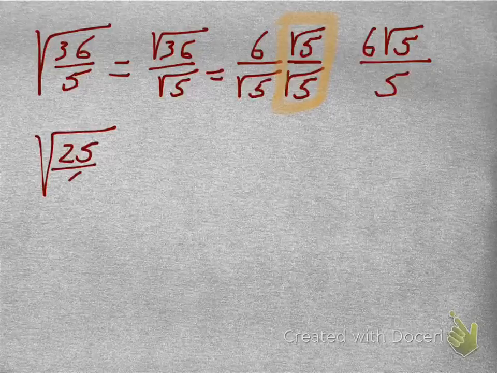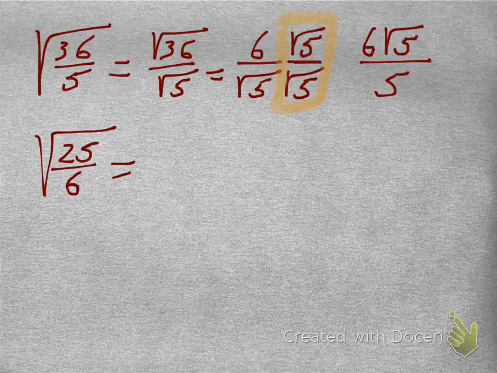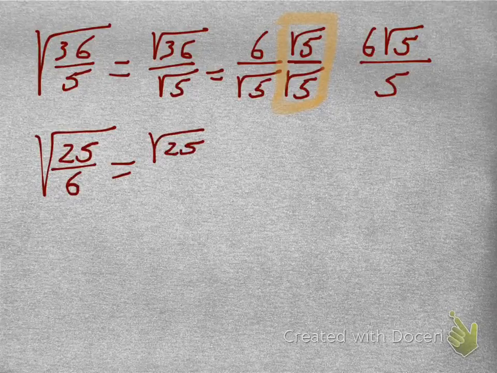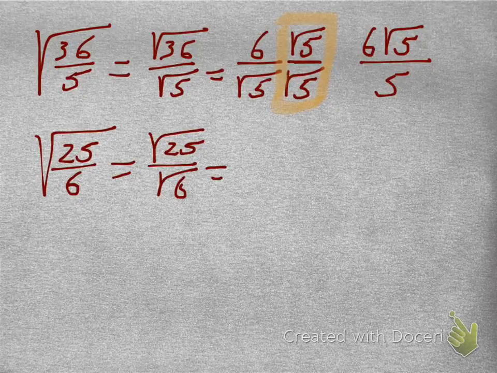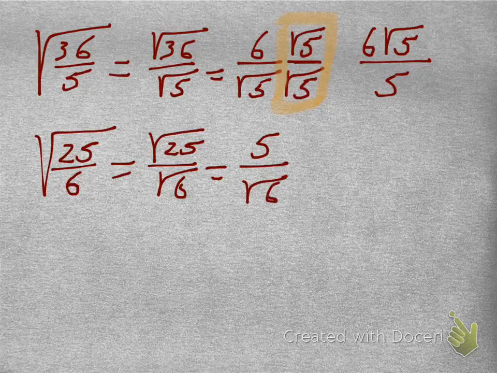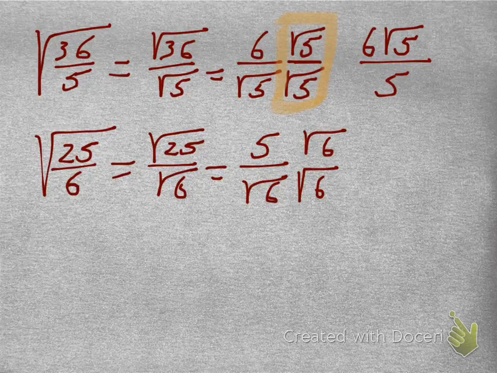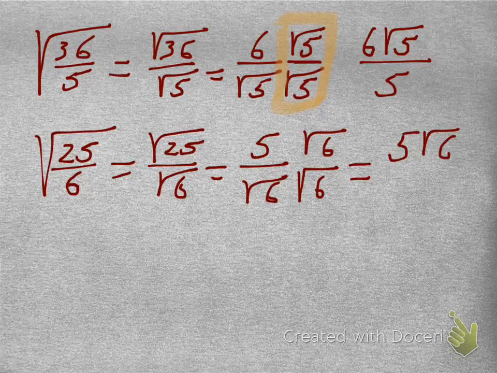Here's the square root of 25 over 6. And we're going to break it into two parts again. The square root of 25 is 5, and we don't know the square root of 6. We have a square root on the bottom, so I'm going to multiply the top and the bottom by the square root of 6, always the denominator. This, in turn, is going to give me 5 square root of 6 on the top, multiplying, and the square root of 6 times the square root of 6 is just 6.